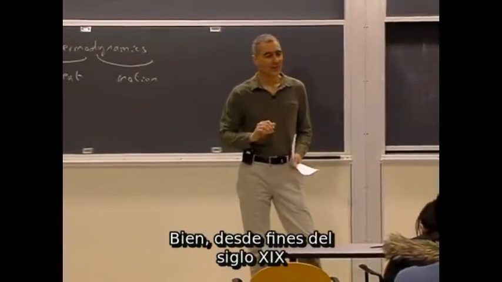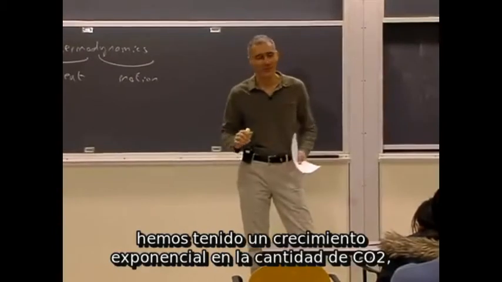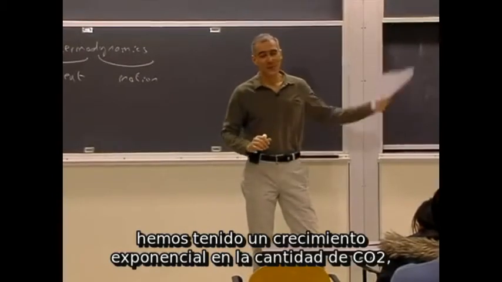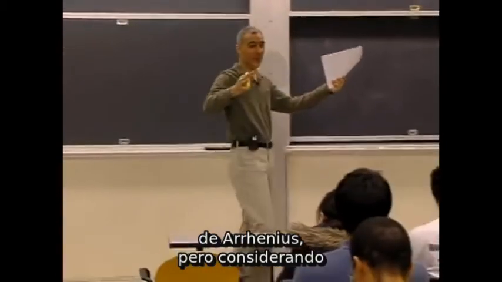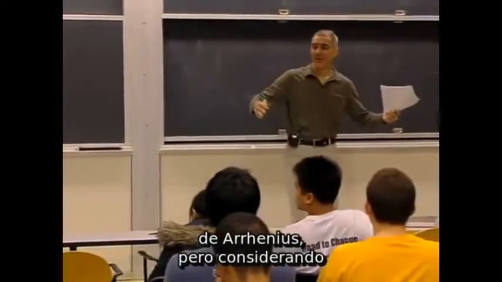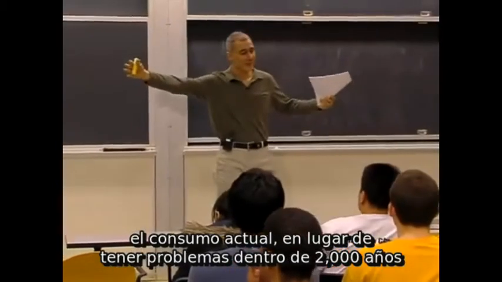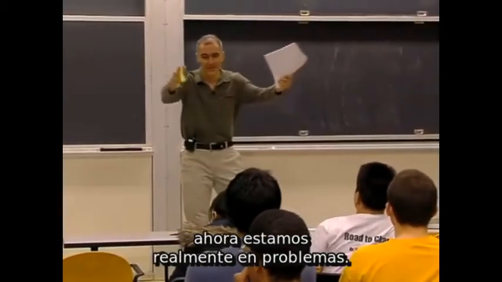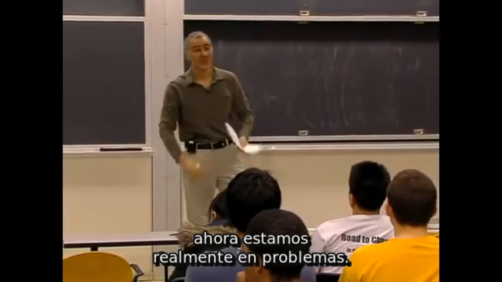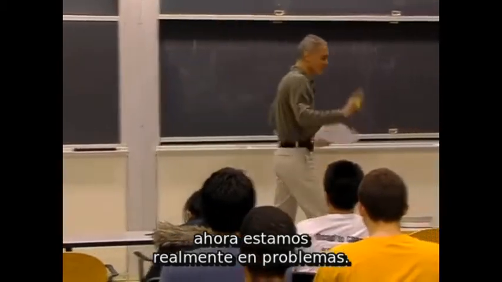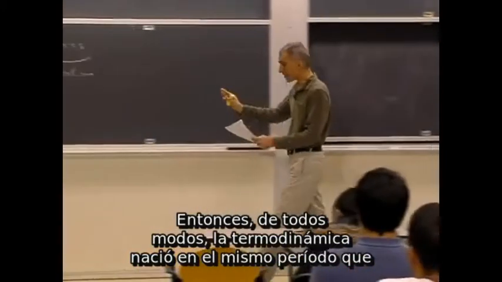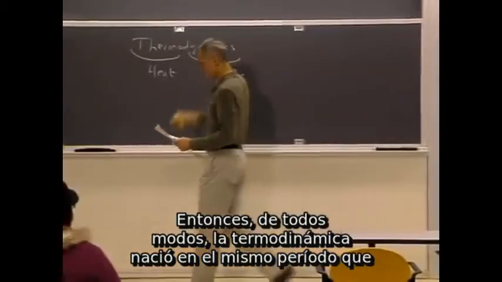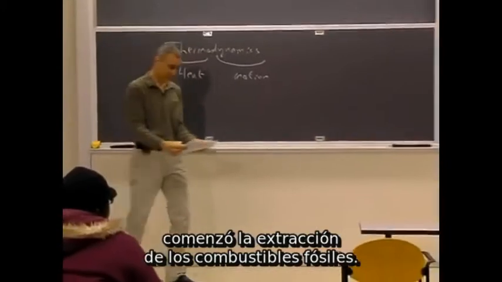Well, since his calculation, we've had an exponential growth in the amount of CO2. And if you go through the calculations people have done since Arrhenius, the time that we're in trouble, 2,000 years, has gone like this. And so now we're really in trouble. That's for a different lecture. So anyway, thermodynamics dates from the same period as getting fossil fuels out of the ground.